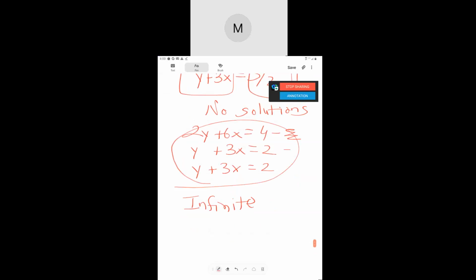Two very commonly asked questions, no solutions, infinite solutions. So you need to know the difference. In infinite solutions, both equations essentially become the same when you divide or multiply by a number. In no solutions, the right side is going to be different, but the left sides are going to be the same.